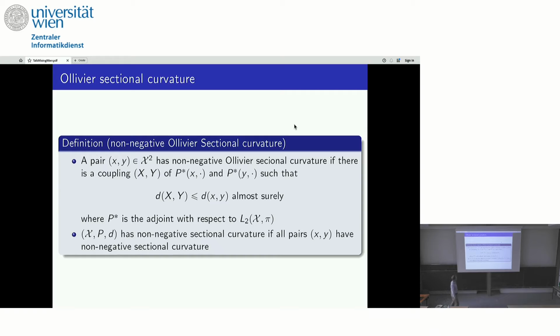Then also in one of his papers, he introduces some notion of sectional curvature, which I'm not very sure really corresponds to the Riemannian sectional curvature. What is this? Actually, we can only really distinguish between non-negative and negative sectional curvature. This means that we can find a coupling of the random walks such that the distance decreases almost surely. That is in contrast with the Ricci curvature, where you only need the average distance to decrease. And for some technical reason, we will impose this on the adjoint operator with respect to the L2 space and not on P itself.